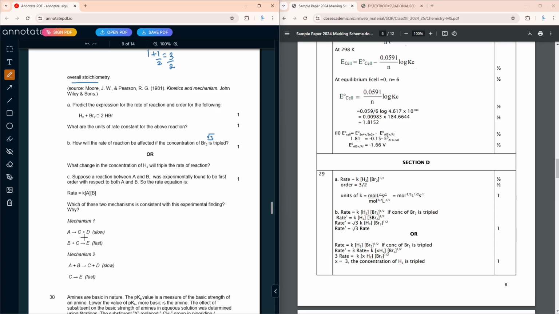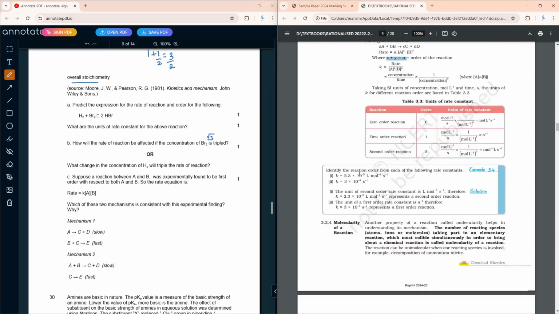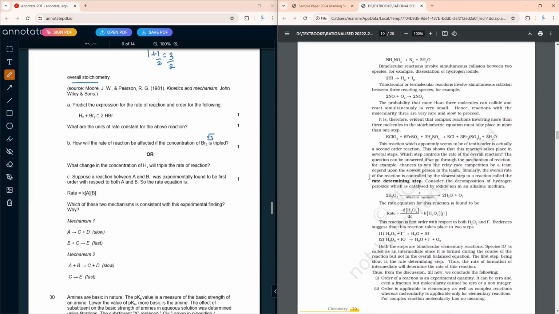In this case, A gives rise to C plus D is a slow step. However, we know that the rate of the reaction is dependent on both A and B. So in this case, the rate would have just been dependent on A. So mechanism 1 is going to be wrong. On the other hand, mechanism 2 has both A and B in it, and we know that the rate of the reaction is dependent on the slow step, also called the rate determining step. The rate determining step is always the slow step. So mechanism 2 is going to be the right answer. And this is also under the molecularity of the reaction, where they talk about the rate determining step.